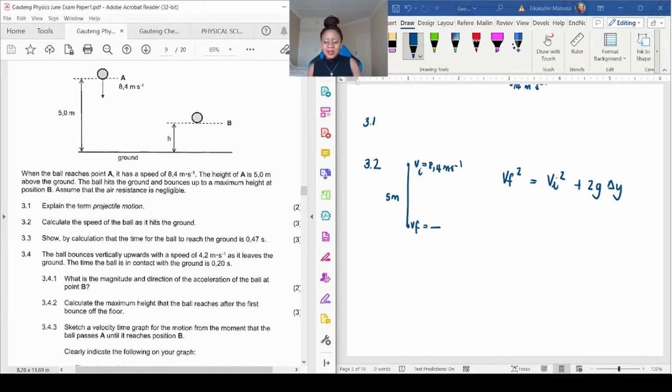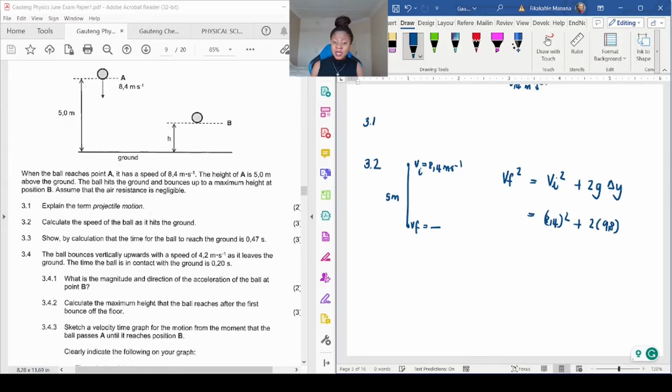So we're looking for the final velocity. We have the initial velocity, which is 8.4 squared. And then we have 2 times 9.8. Remember, it's positive because we took downwards as positive. And then delta y would be 5. So the final velocity would be the root of 8.4 squared plus 2 times 9.8 times 5. Actually, 2 times 5 is 10, and 10 times 9.8 should be 98.